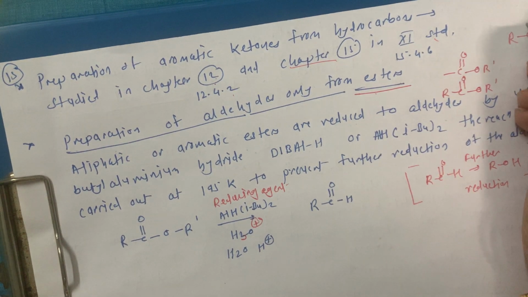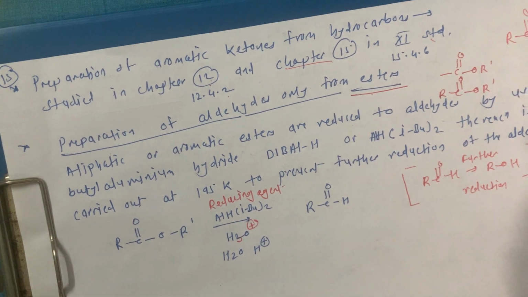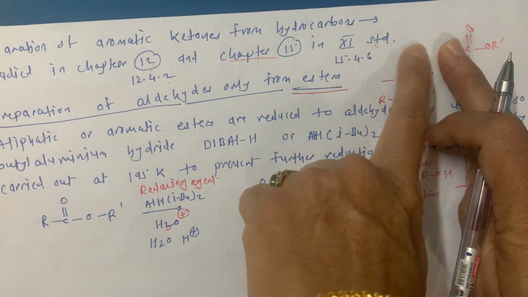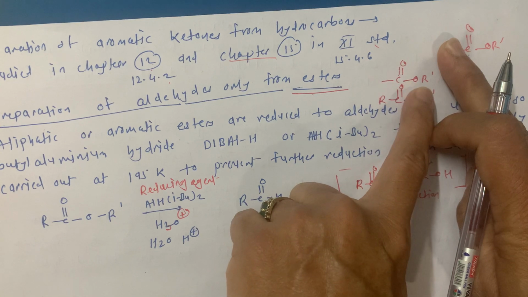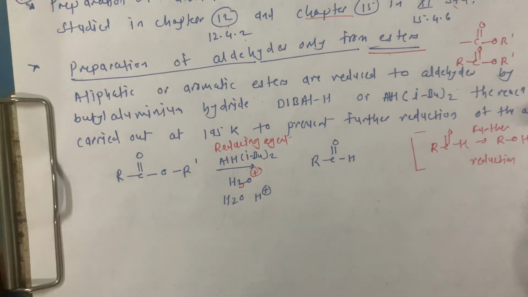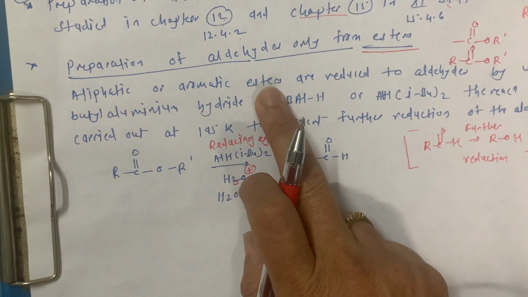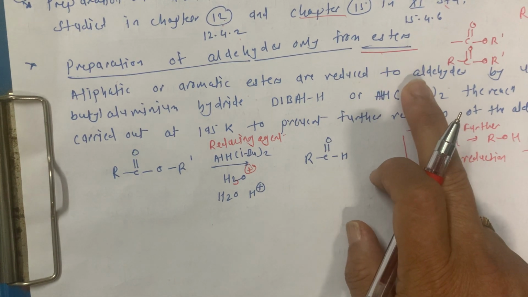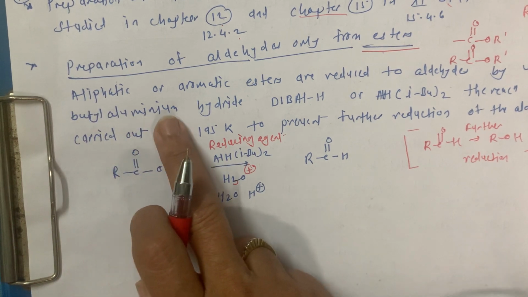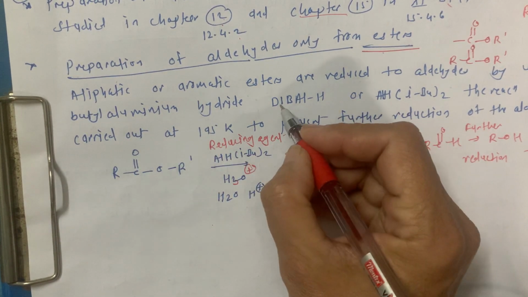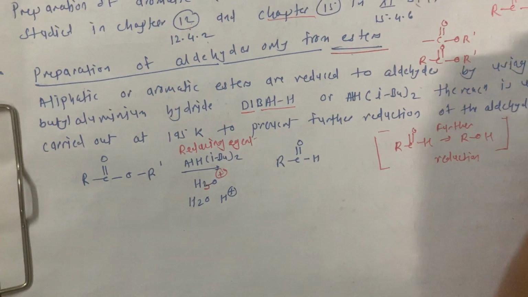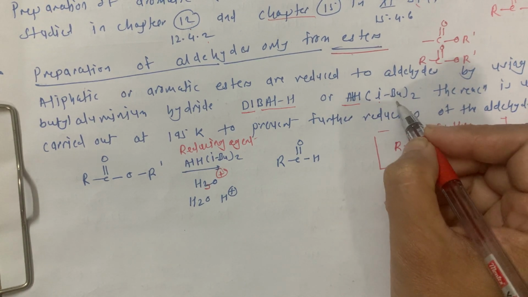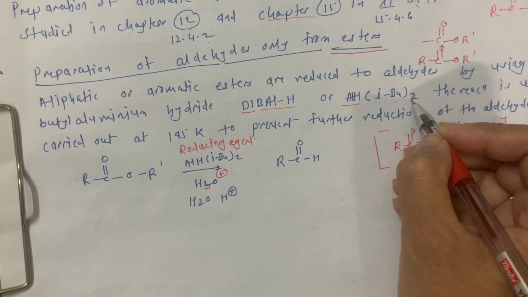Ester, RC double bond OR dash, is ester. This is our ester functional group: dash C double bond OR dash is an ester functional group. So, what is that reaction? Aliphatic or aromatic esters are reduced, see the word reduced, to aldehyde by using diisobutyl aluminum hydride, which we studied first. This is diisobutyl aluminum hydride, or we can write aluminum hydride first, then I stands for iso, bu stands for butyl, and di stands for this 2.